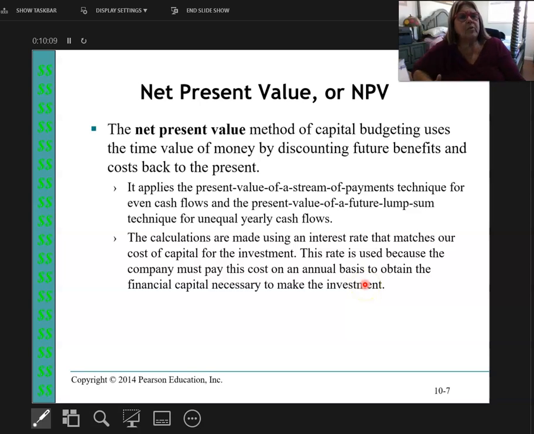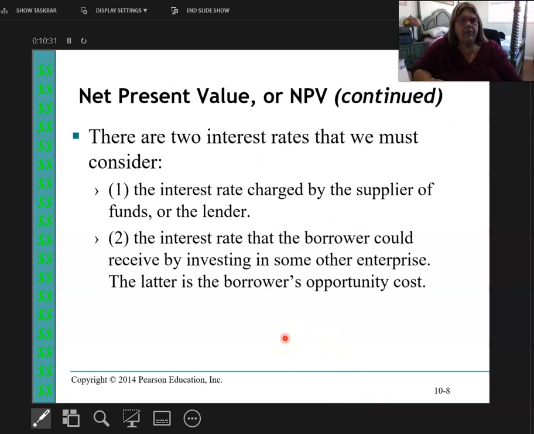Hopefully it does. This one's a little bit more complicated. Like I said, it applies the present value of a stream of payments for those cash flows, for even cash flows. So if I'm going to get the same amount every year, then that's an even cash flow. When I get a different amount every year, that's called an unequal cash flow. And so I don't believe we're actually going to calculate here. So I need to look at 2 interest rates. I need to look at the interest rate charged by the supplier or the lender, and the interest rate that I could receive if I invested this same amount of money into something else. Okay, so I'm interested in 2 things.